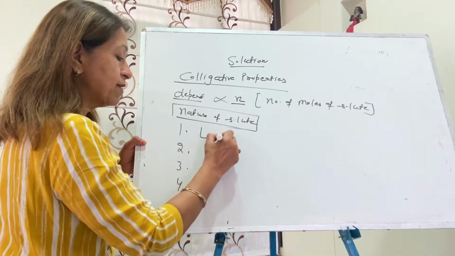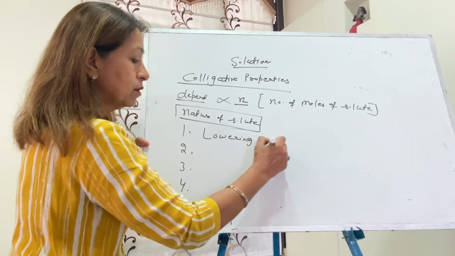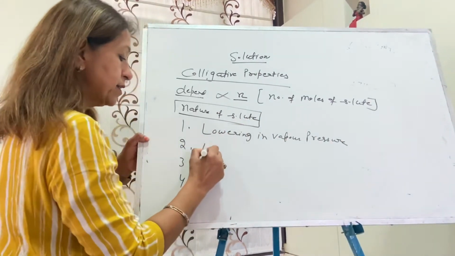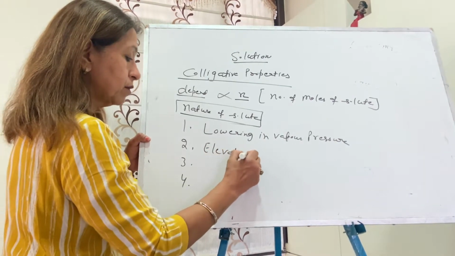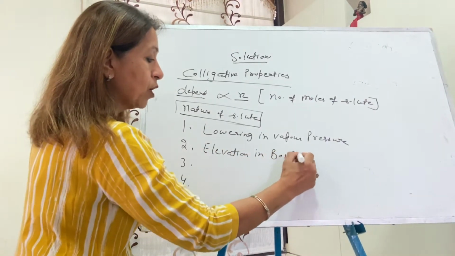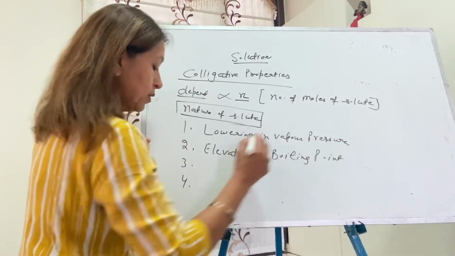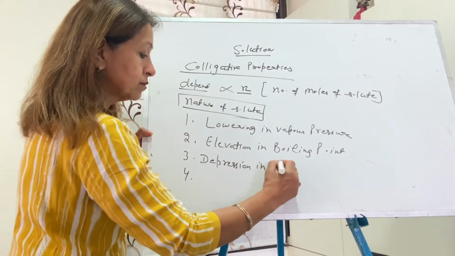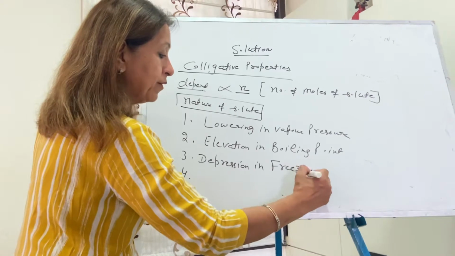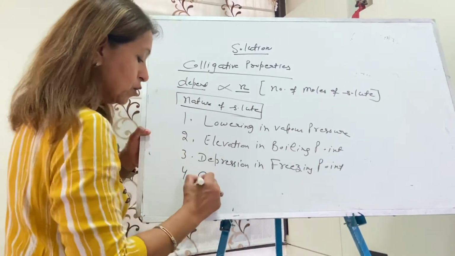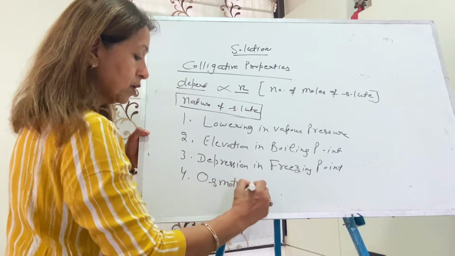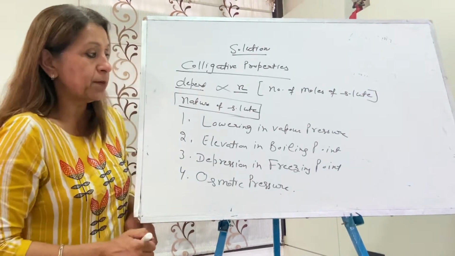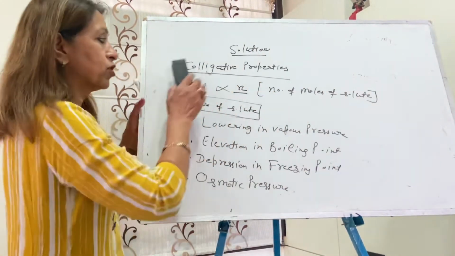Now there are 4 colligative properties. The first is lowering in vapor pressure. Second is elevation in boiling point. Third is depression in freezing point. And the fourth is osmotic pressure. These are the 4 colligative properties. One by one I will take. Within 2 days we will complete all the properties, 2 lectures sufficient for these.